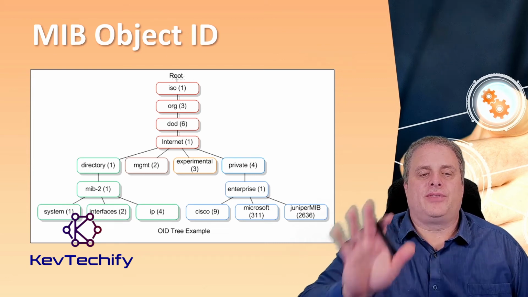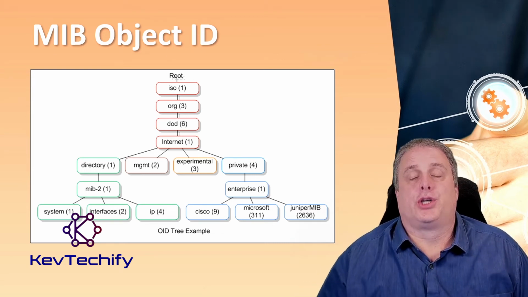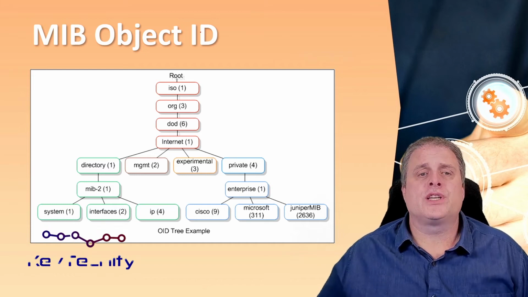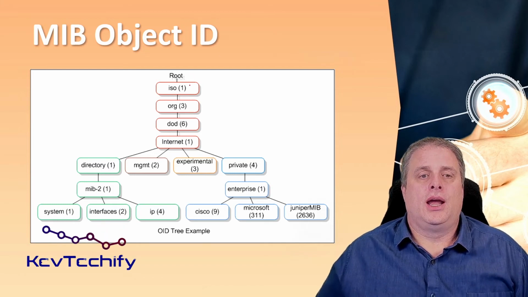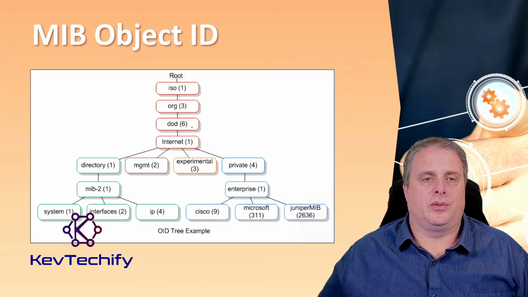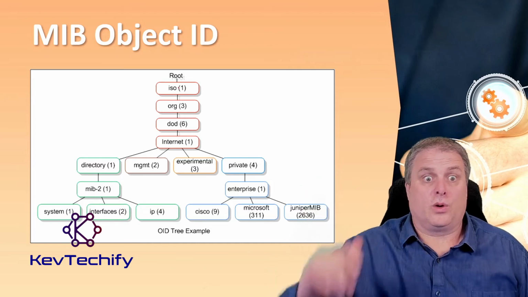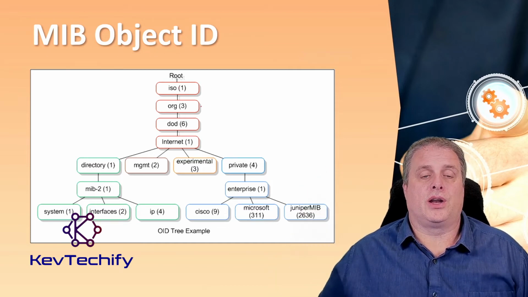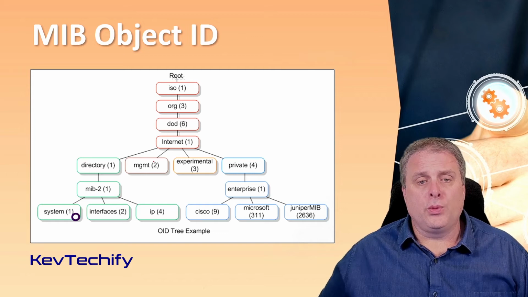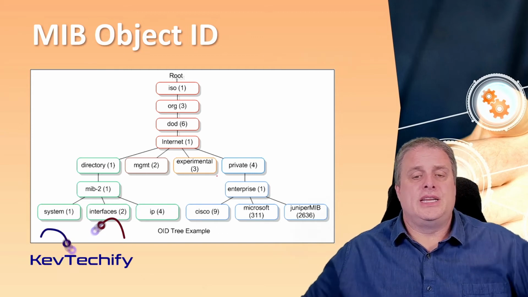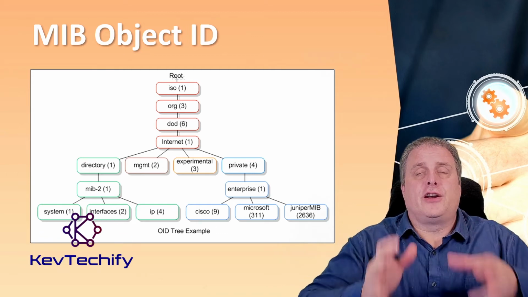Here's an example of an object ID tree. We start at the top here. This is the root. And then we go through several different branches. And we can see here that we go from sort of the ISO organization, and then we go into organization variables. And we work our way through there to get down into the variable you need.